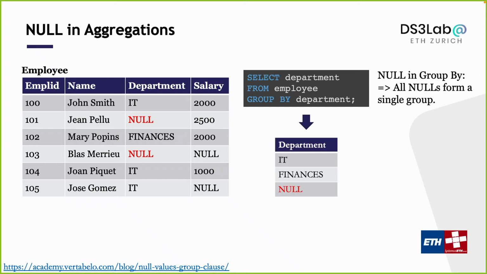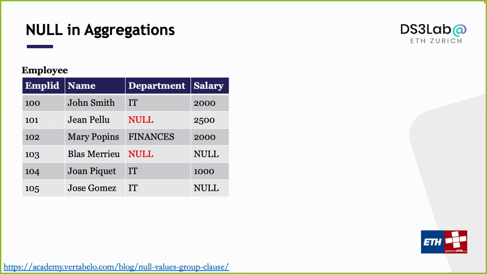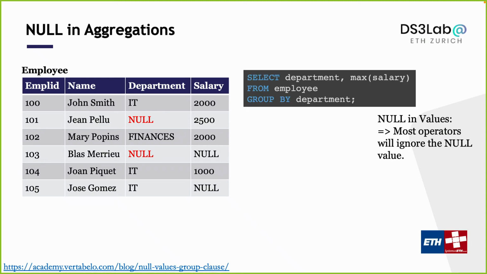What it's going to do is try to give you these three different groups. One is IT, another is finance, and the third one is actually null. All the tuples with the null value in the group by attribute are going to become a single group. Okay? What if you have null in the aggregate attribute, not only the group, right? In most cases, they will actually ignore the null value. So let's look at this example. I want to select department from the employee table.